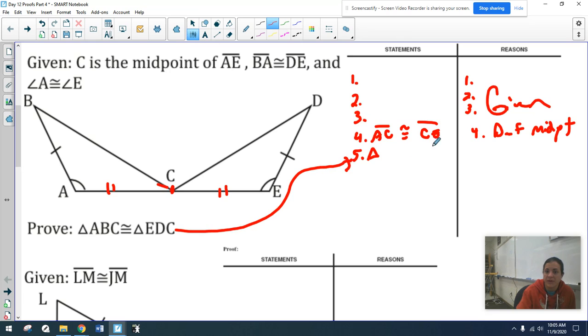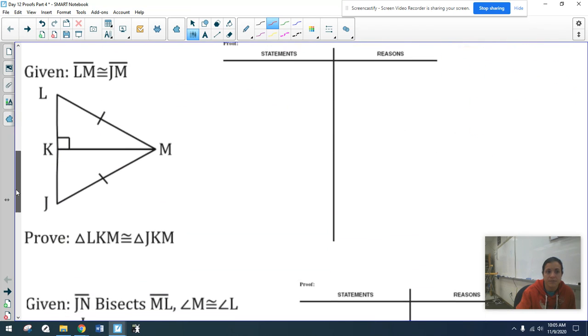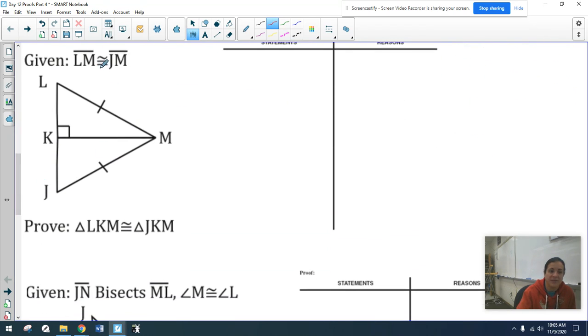So the proof part can go here for your triangle congruence statement, and this is side, angle, side. That angle is included. So side, angle, side, and you're done. Okay, next, this is the only thing they give you, LM and JM. That's it. So I got 1 given, and that's all I got.